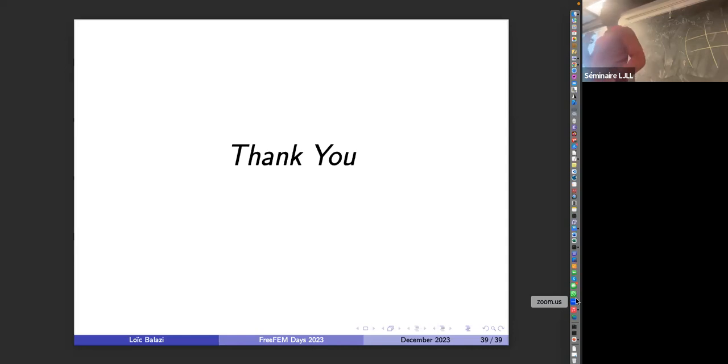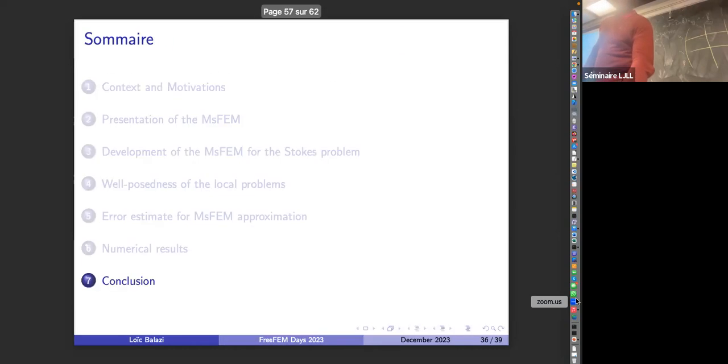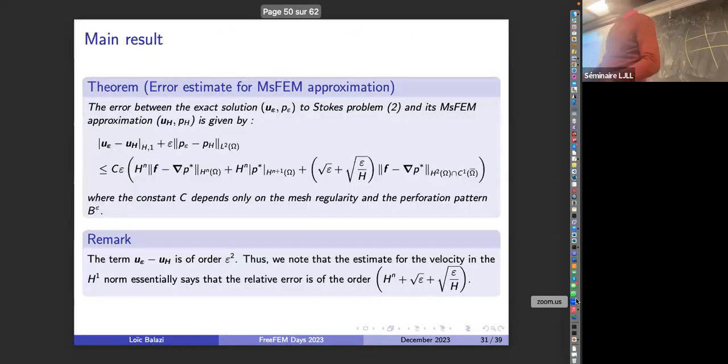Your error estimate has a square root. Yes, I can explain the error estimate more, but I have no time. The error estimate depends on epsilon and h to the power n. It is not like a classical finite element method, where you have h to the power n plus 1, so we lose one power of h. But with some numerical analysis, we know that this term is of order epsilon to the power 1/2. So the error is basically given by h to the n, plus the square root of epsilon, plus the square root of epsilon over h.